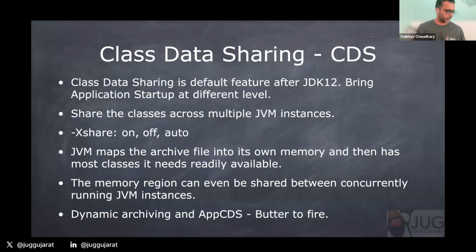Getting back to the next point. I have explained all the story: Xshare on, off, auto, everything. I have explained memory map. I have explained how different JVM instances share the class. And the great part is that you have dynamic archiving and AppCDS. They look like very complicated terms, but are very easy to understand. Dynamic archiving means when the JVM shuts down, it will remember what all classes it has loaded last, and it will create the archive as per that.